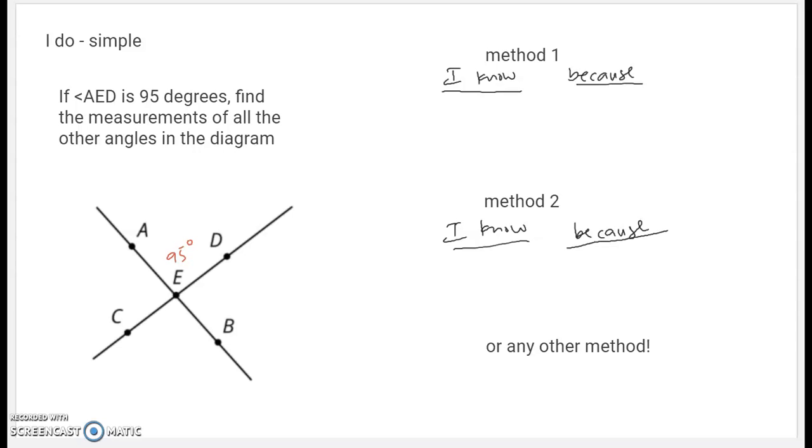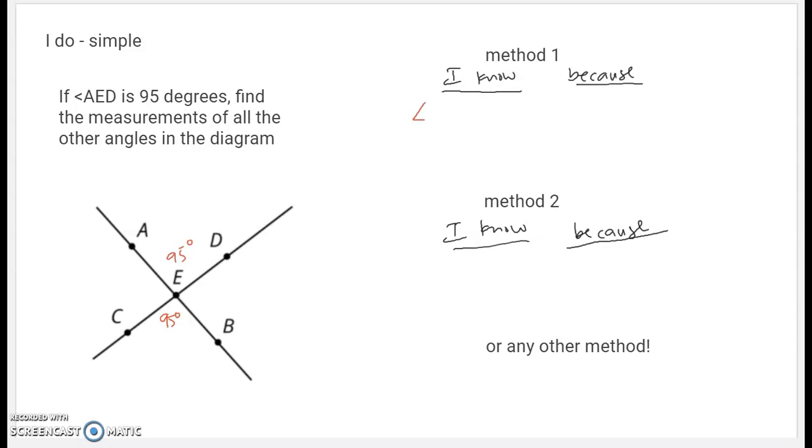One way you could do this is you could use vertical angles like we figured out today and say, okay, since I know that AED is 95 degrees, I would also know that CEB, this one down here, also has to be 95 degrees because those are vertical angles.